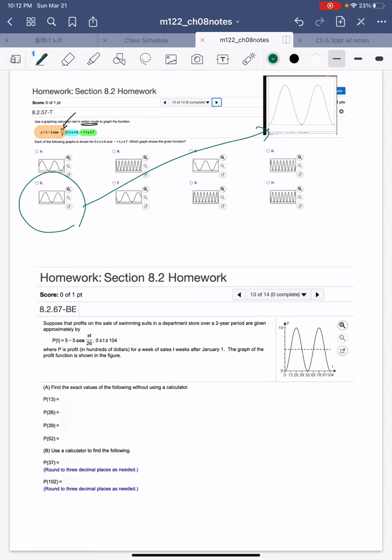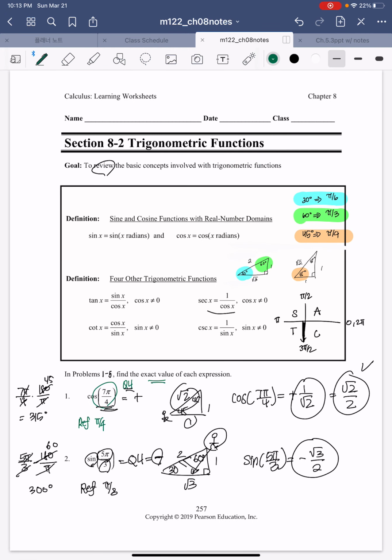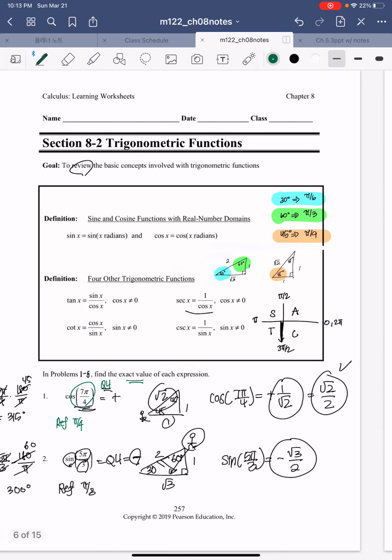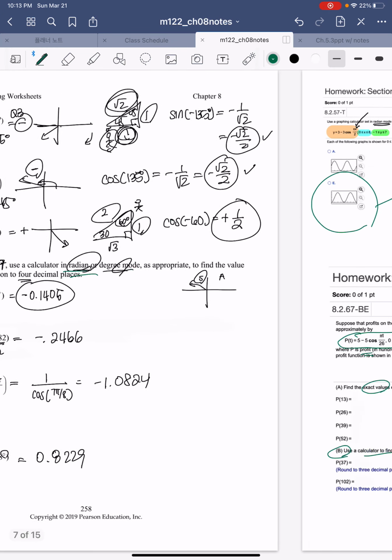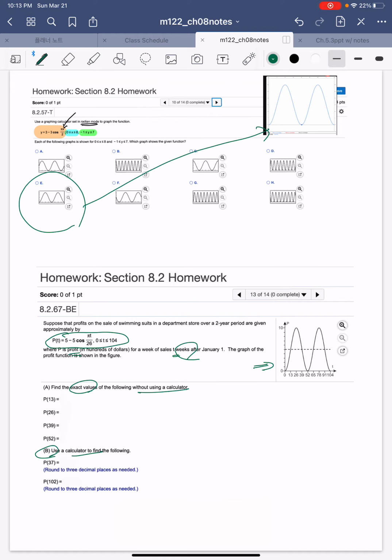So same thing. Let's try this one. Suppose the profit of a sale on swimming suits in a department store over a 2-year period is given approximately by this function, where P represents the profit and t represents the weeks, and they give you the graph here. Part A, they want you to find the exact value without a calculator, and part B, you use a calculator. This sounds very familiar. We did find the exact value, so that has to do with some known angle, and then we use a calculator. So this is just a repeat.